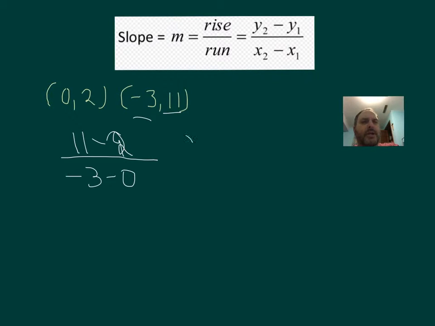Well, 11 minus 2 is 9. Negative 3 minus 0 is negative 3. So our slope is going to equal 9 divided by negative 3. A positive number divided by a negative number is a negative number. Alright, we're going to need to use that negative 3 to complete our calculation using the point-slope form, so stay tuned.